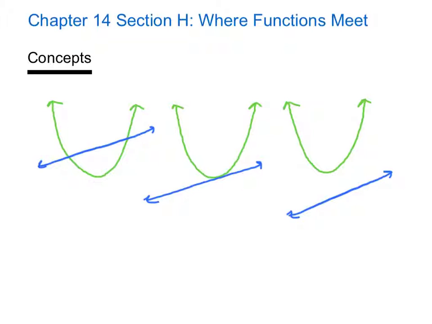In the first case, we see that the line can intersect the parabola in two places. In the second case, we see that the line barely touches the parabola and they intersect or touch at only one place. And in the third drawing, we see that there is no intersection at all. There are no points in common. Each of these scenarios has a name. The first is cutting, the second is touching, and the third is missing.